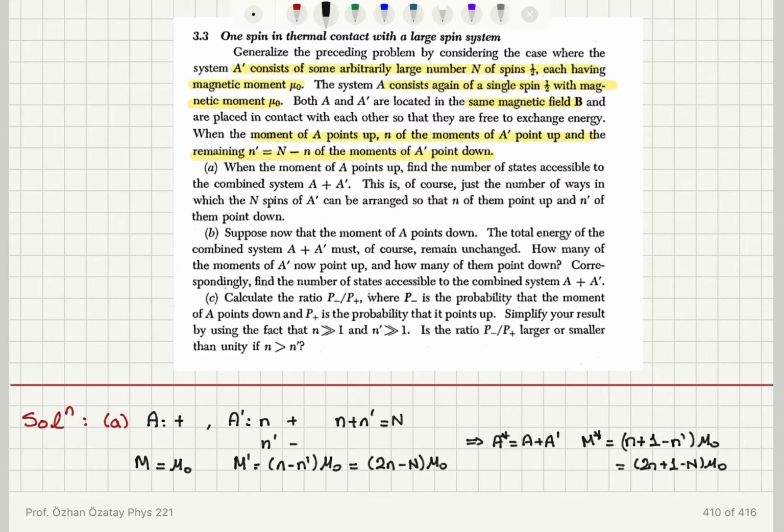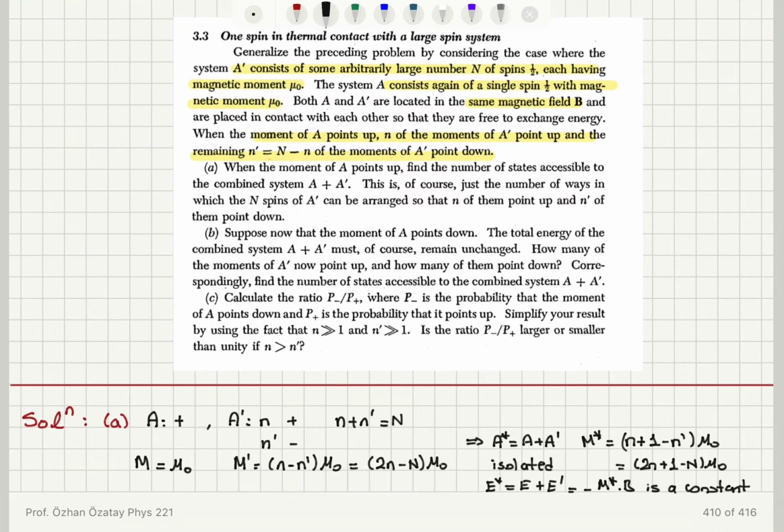Now, in the combined system, since this is a generalization of the preceding problem, the A star system is still isolated, so the total energy E star, which is E plus E prime, that is equal to minus M star multiplied by B, is a constant. So this must be the case.